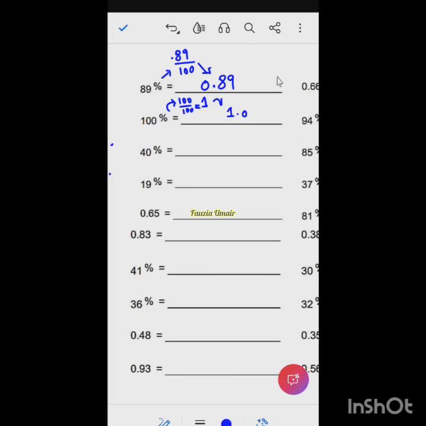Like if we are saying, he got 100% of the cake, what does that mean? He got the full cake, right? So the full cake means one whole. It's not decimal anymore. So now 40%. 0.40. Very good. So 19%.